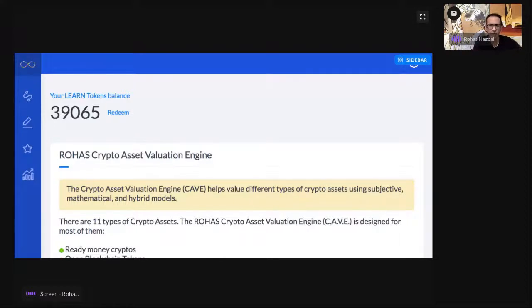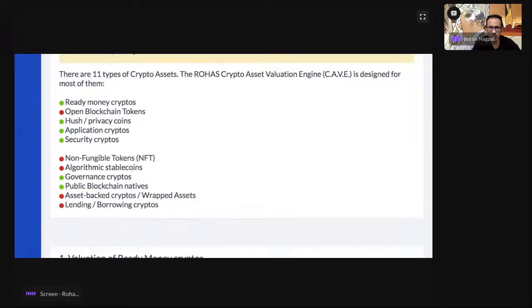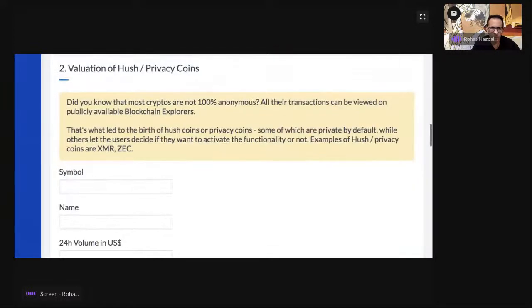Okay. So, hi everyone, welcome to today's session on token economics, which I hope you can see clearly on your screens. Previously we spoke about how there are 11 types of crypto assets, and we need to use different models to value them. Last time we did ready money cryptos like Bitcoin, Litecoin, Bitcoin Cash, privacy coins like Monero, and public blockchain natives. Today we are going to talk about the others: application coins, security coins, and governance coins. So let me quickly start with it.